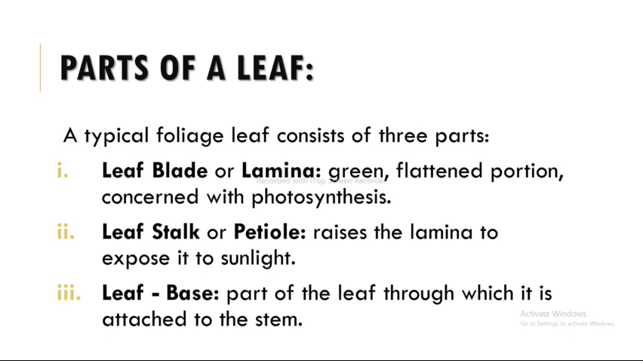A typical foliage leaf consists of three parts, and the first part is the leaf blade or lamina, which is the green flattened portion, and that is concerned mainly with photosynthesis or the preparation of food. The second part of the leaf is the leaf stalk or petiole, and the petiole raises the lamina to expose it to sunlight. And the third part of the leaf is the leaf base. The leaf base is the part of the leaf through which it is attached to the stem.